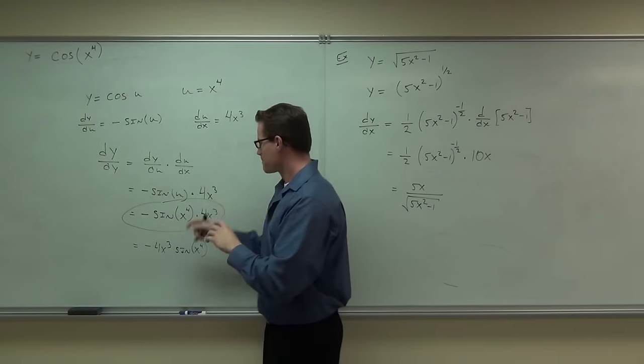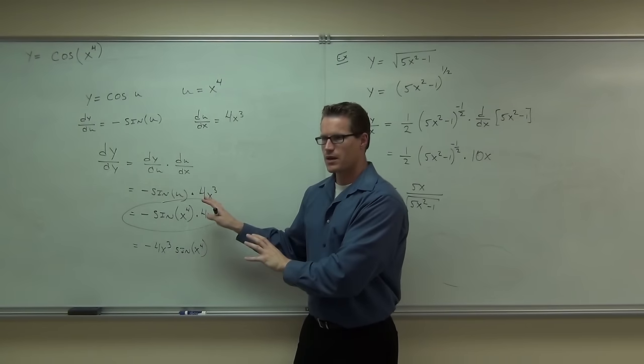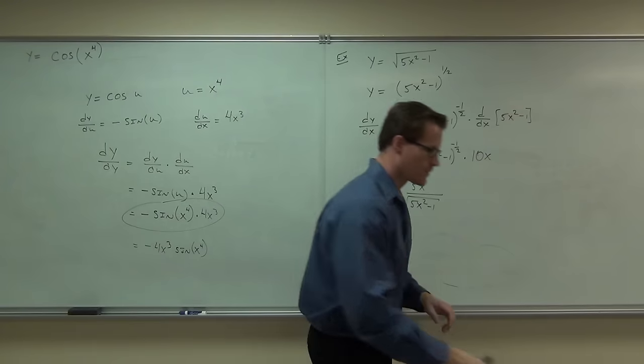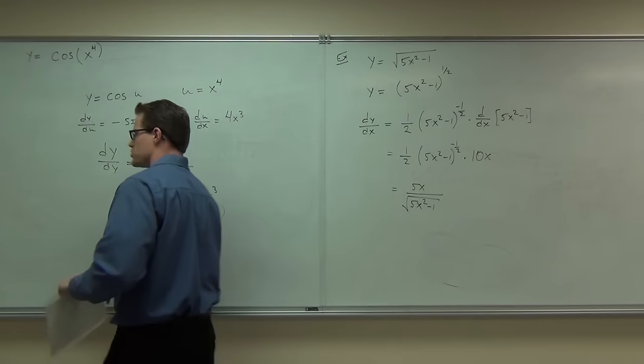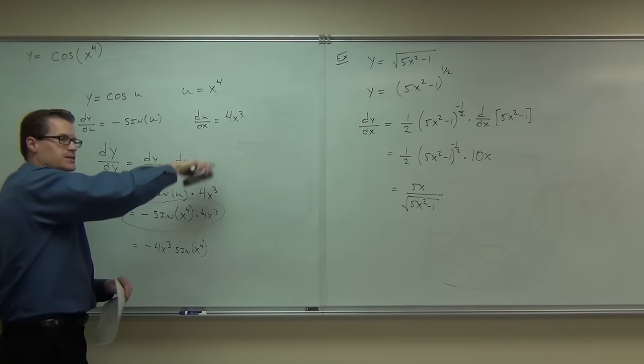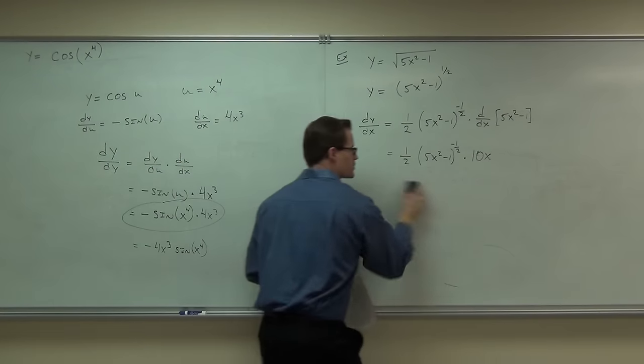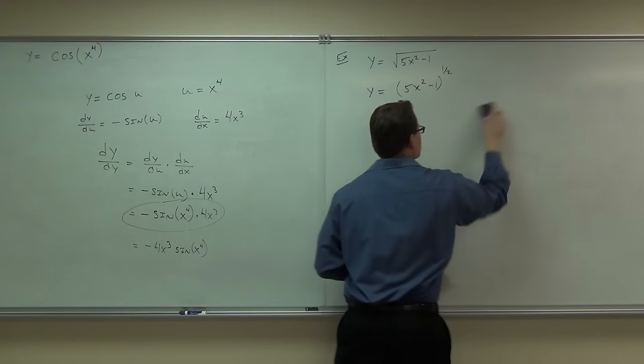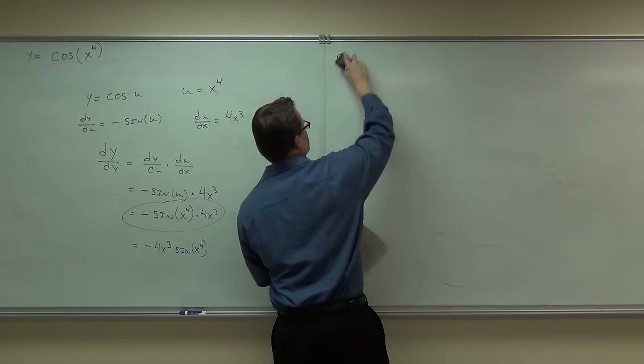Not that bad, but are you okay with this? Here's what this says in English. We'll stop here. This says, in order to do the chain rule with this type of thing, you really don't need to show me this. This is just the underlying work. Here's what it says in English, and a little bit of calculus.